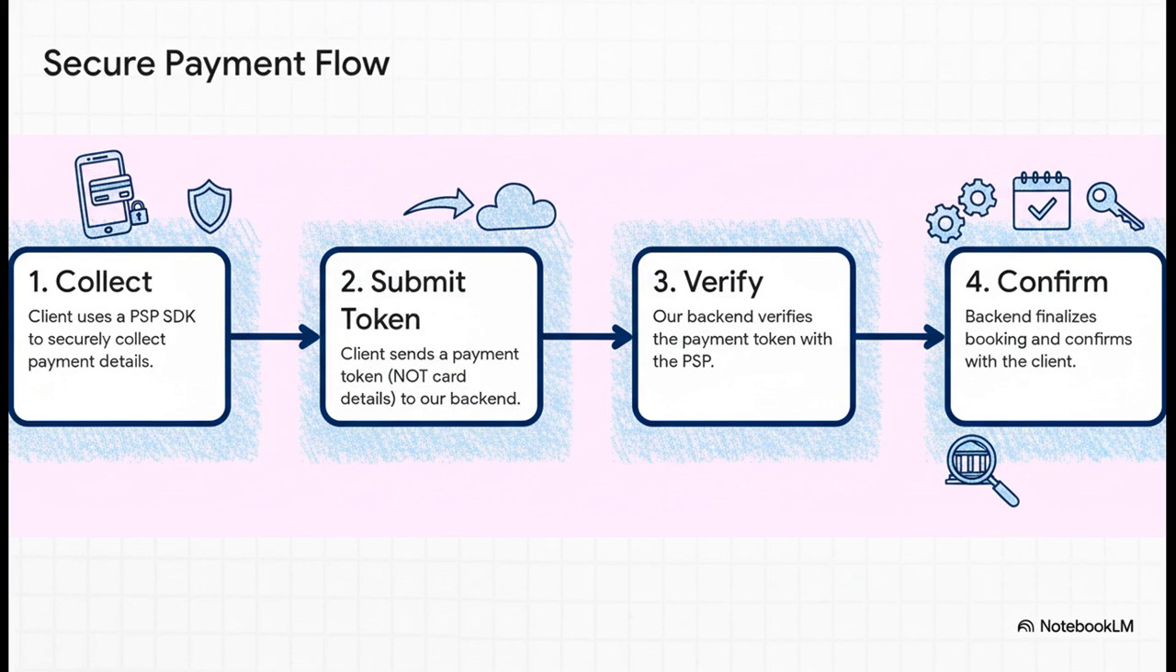And finally, the most sensitive part, getting paid. The secure payment flow is non-negotiable, and the number 1 rule is our app, our servers, they never ever touch the raw credit card number. Instead, the process looks like this. The app uses a special tool, an SDK from a payment provider, like Stripe. That tool securely collects the payment details. It then gives our app a special, one-time-use payment token. We send that token to our backend. Our backend verifies it with the payment provider, and only then is the booking confirmed. It keeps everything incredibly secure.